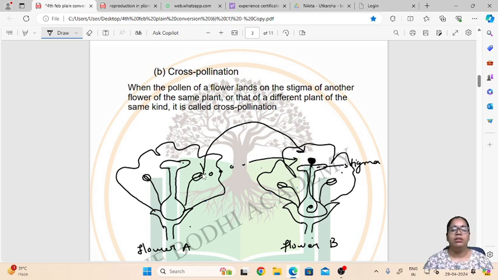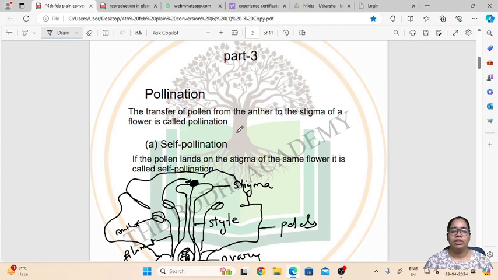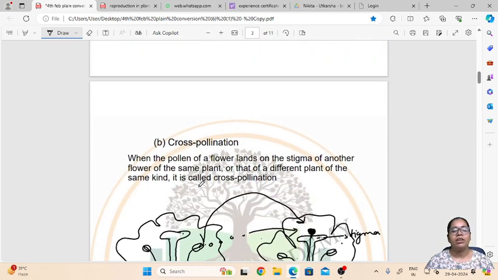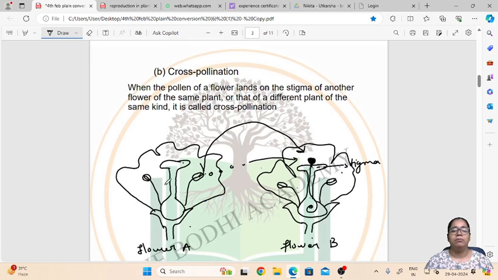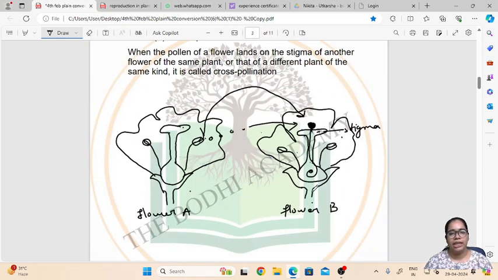So this was about types of pollination. That is, first we have seen what is the meaning of pollination, that is transfer of pollen grain from the anther to the stigma of the flower. Wherein we have seen self-pollination, wherein the pollen from the same flower lands on the stigma of the same flower. And cross-pollination, wherein pollen from one flower will land on the stigma of another flower. So these are the two modes of pollination, that is self-pollination and cross-pollination in flowers.